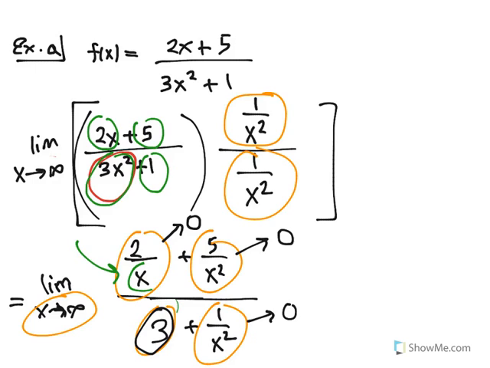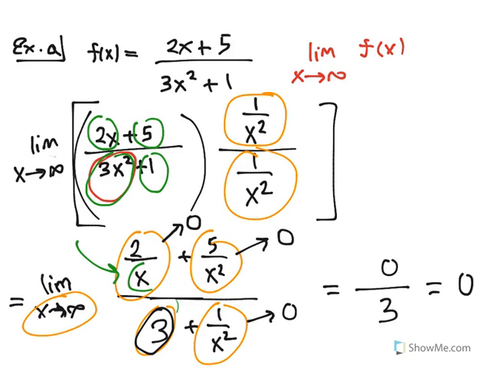So what happens is this. The numerator will go to 0, and the denominator will go to 3, so the limit will be 0. So the limit of f of x as x approaches infinity is equal to 0. So we can write here the limit of f of x as x approaches infinity is equal to 0. Let's look at example B.